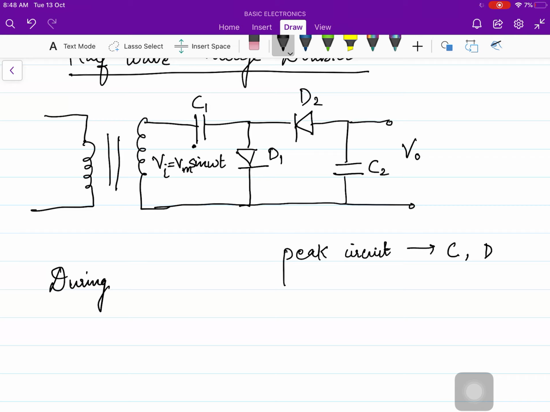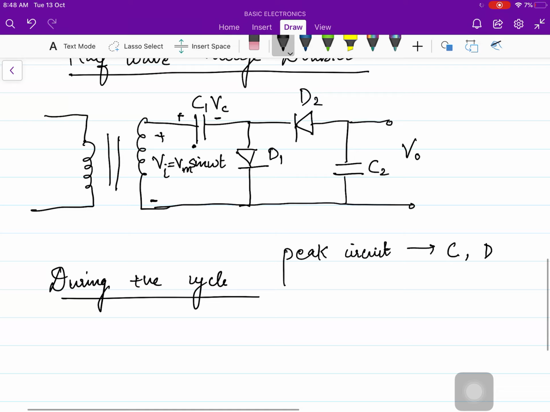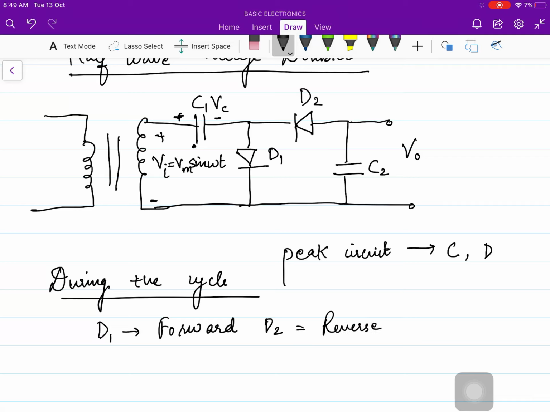So let us start from the positive cycle. During the positive cycle, what will happen? You will place a plus over here and a minus over here, and the capacitor charge will be like this, plus and minus. Now, as we did in the case of clampers, calculate VC over here. D2 will be reverse biased and D1 is forward biased. So leave the second part, only consider this part. Now apply KVL in this portion because D1 is forward biased.